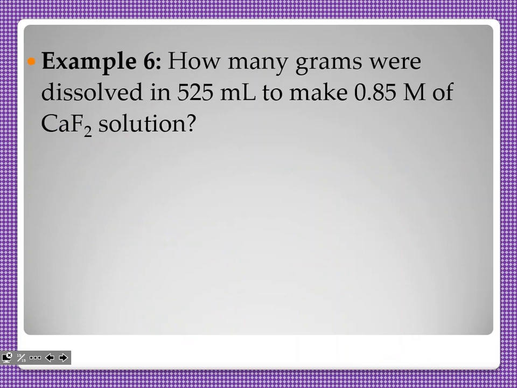Let's look here. How many grams were dissolved in 525 milliliters to make 0.85 molar of calcium chloride solution? Well, you can do it the formula way, but you're going to have to break it up because you have to change your moles into grams. So we can set it up that way. What else do we need to convert right now? With 3 decimal places over to the left. Let's go.